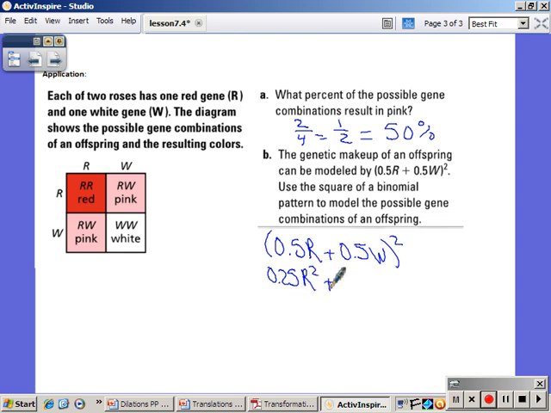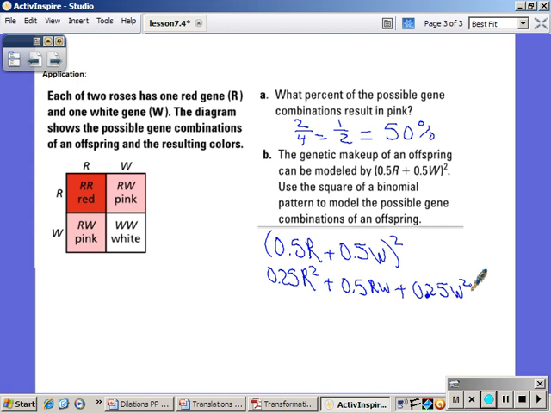Plus, because it's plus in between, the product of the two, 0.5 times 0.5, you just did that and got 0.25, but it needs to be doubled. That ends up with just 0.5. Bring your variables with you, RW, plus, and you already did 0.5 squared and got 0.25, and then the W needs to be squared as well.